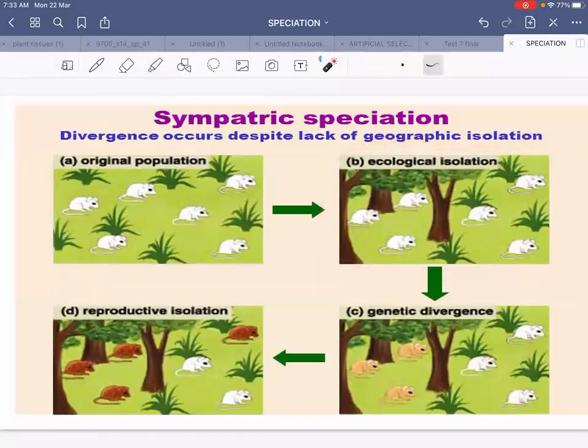You can see genetic divergence has taken place, and this genetic divergence leads to reproductive isolation because these rabbits look different from these rabbits. Okay? So this is an example of sympatric speciation, which means evolution of a new species from a pre-existing species, but which lives in, or occupies, the same geographical area.